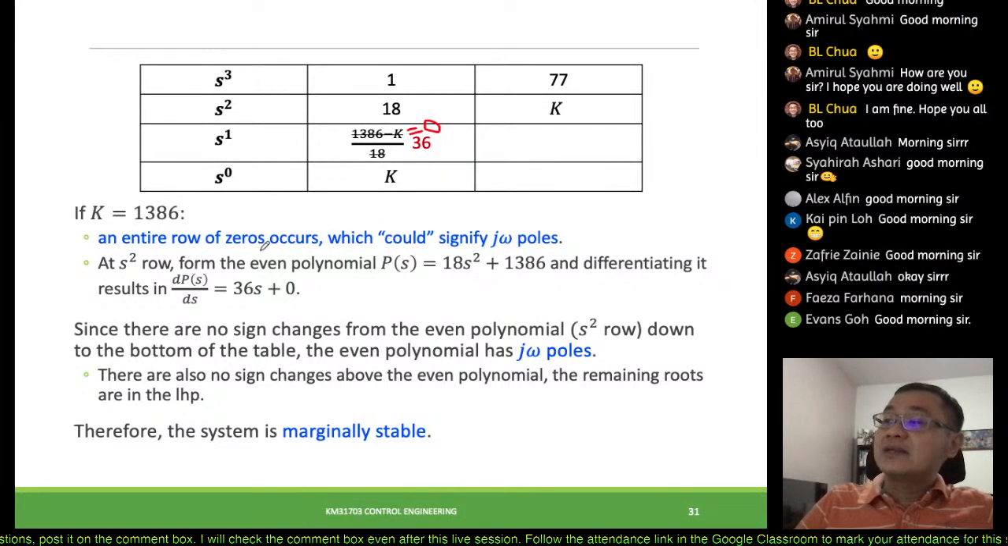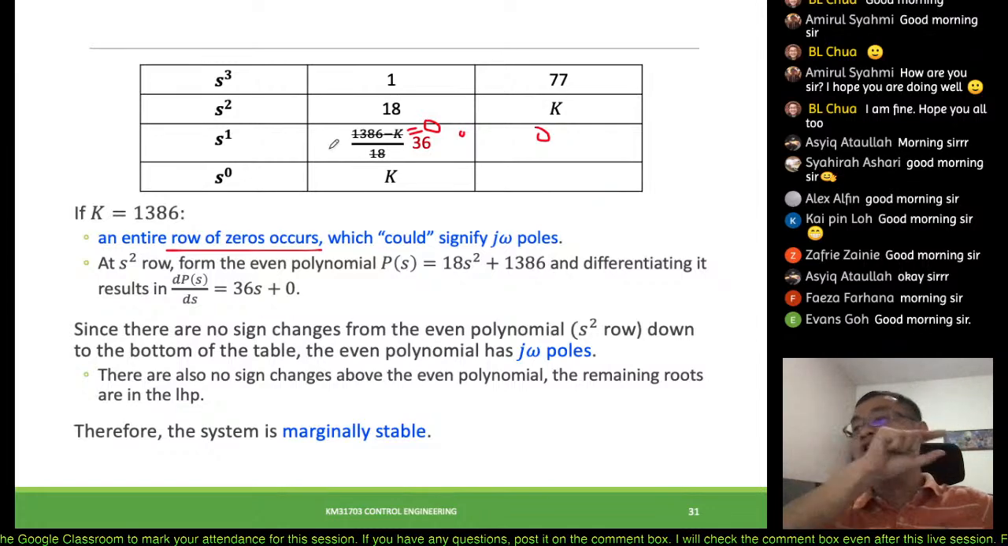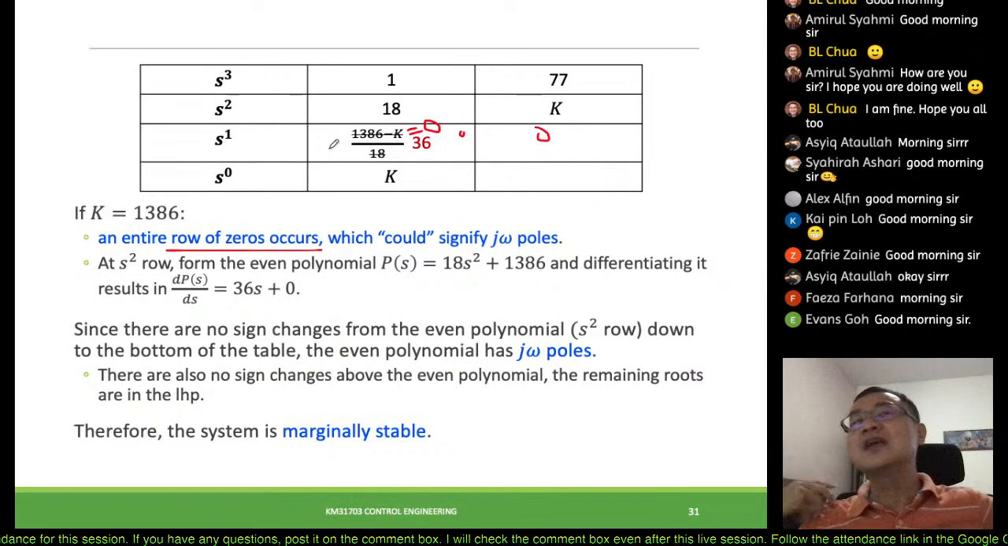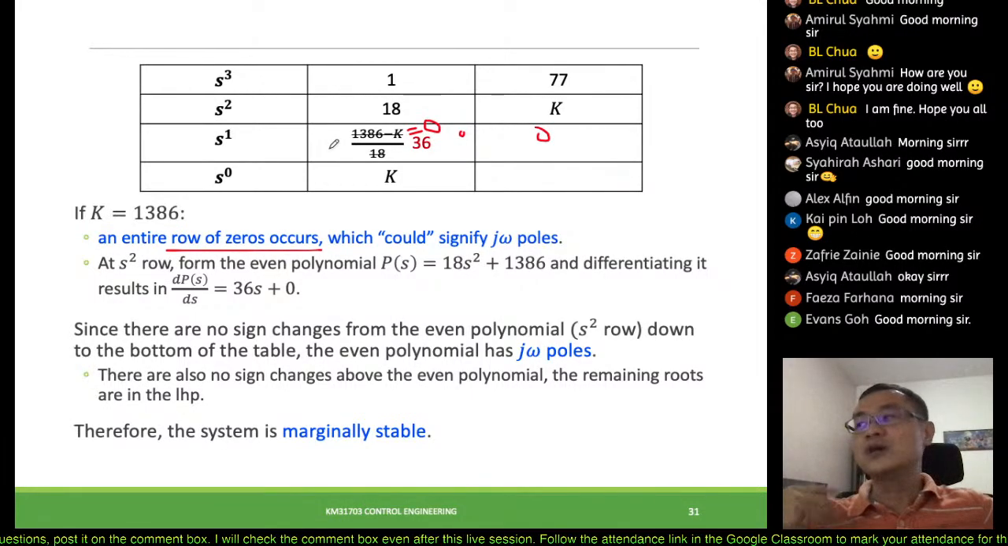Then the entire row will be 0 now, okay, 0, 0, right? So if we take this K as 1386, then this will become 0, and this we call it a row of 0, okay? When we deal with a row of 0, we have to do it using special case number 2.